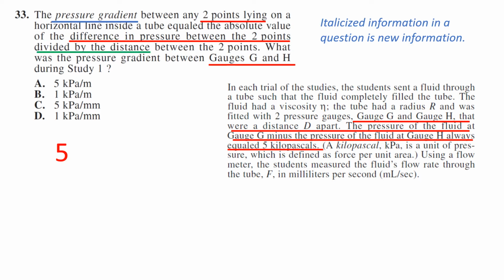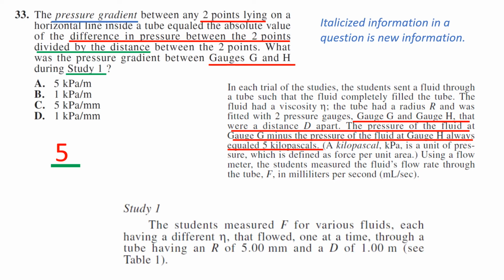It's going to be divided by the distance between the 2 points. We know we're going to divide. Well, how do we know the distance between the 2 points? We go to study 1. And in study 1, it tells us that the distance is 1. So now we know it's 5 divided by 1, and 5 divided by 1 equals 5.